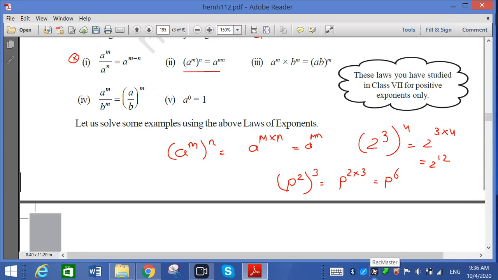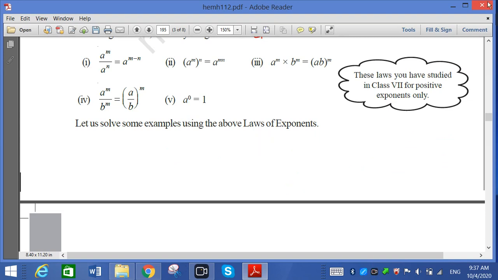Now we go for the next rule. The first rule we have completed, the second is completed, and now the third. The third rule says: if the bases are different but the exponents are the same, for example 2 the power 5 into 3 the power 5, then the base are different but the exponent are same.